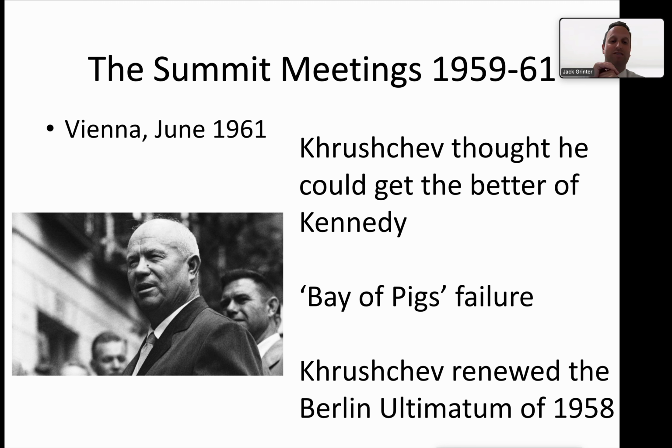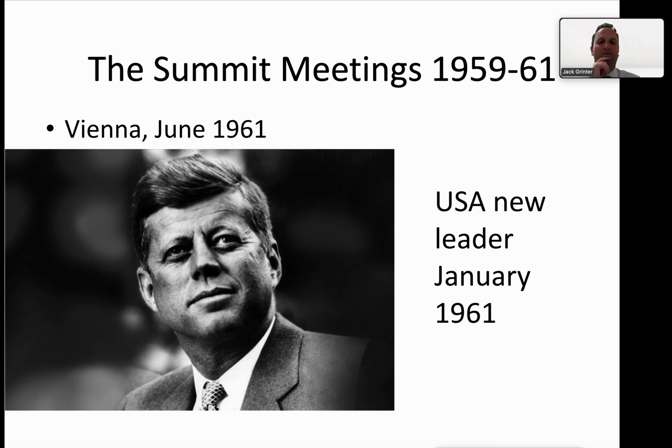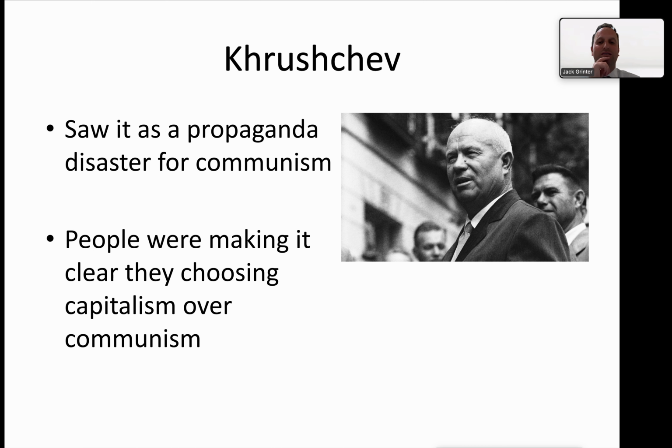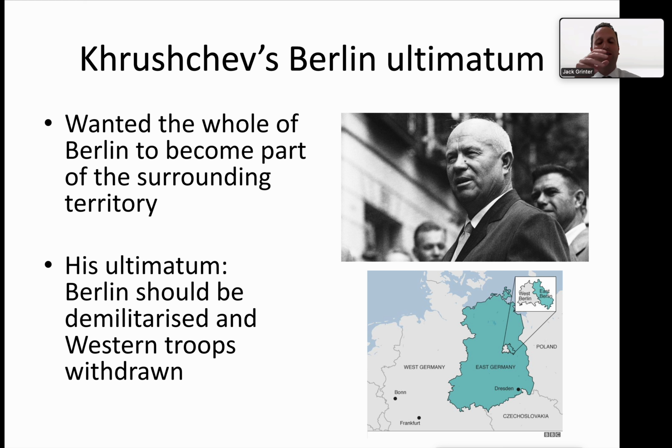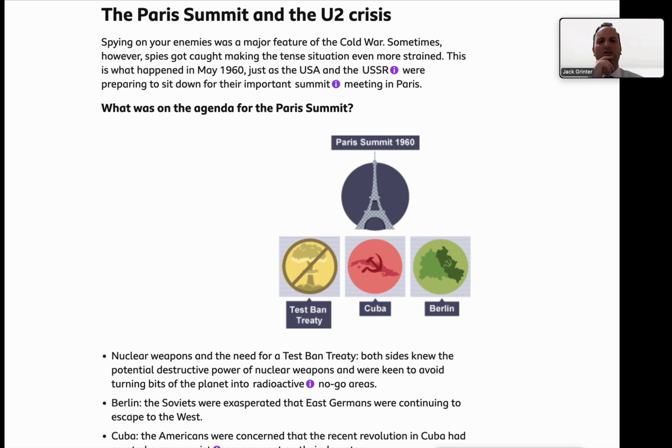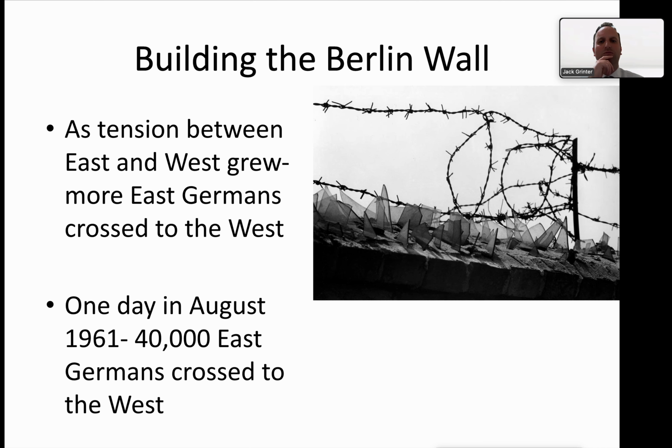So what Khrushchev does is he actually decides to renew that Berlin Ultimatum of 1958, the one where he asked, I say asked is putting it lightly, the one where he really demanded that Berlin should be demilitarized and Western troops withdrawn. There was also the demand that he wanted it to become a free city, separate from the rest of it, and to solve the refugee problem.